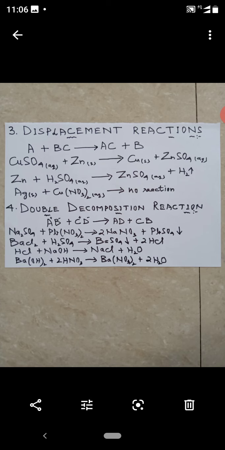Good morning, students. Today we will be doing the third type of reaction, that is a displacement reaction. Now, what is a displacement reaction? Please make a note as you did earlier.